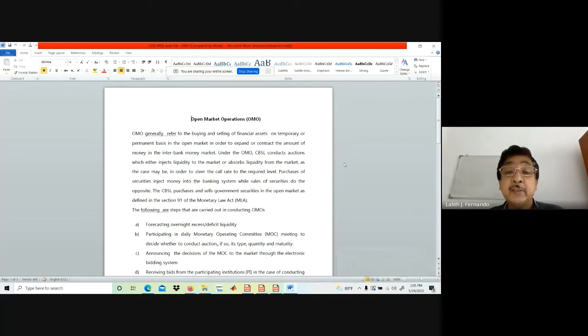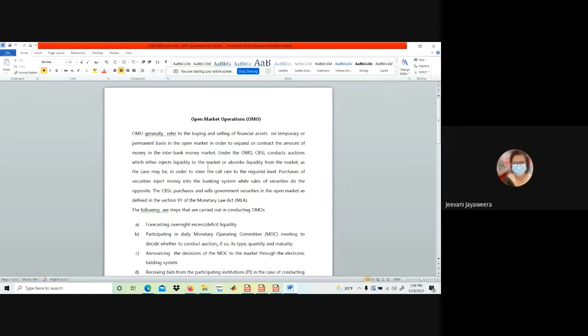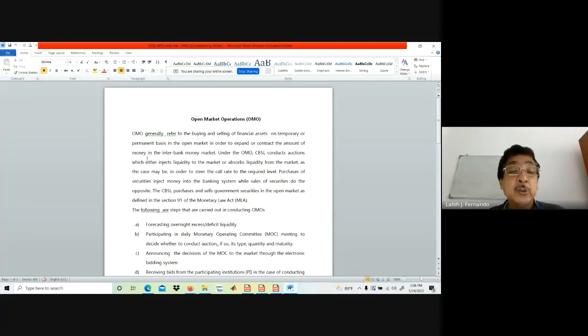Can you see the text here, open market operations? Yes. Right. Now it is like this. OMO generally refers to the buying and selling of financial assets on a temporary or permanent basis in the open market in order to expand or contract the amount of money in the interbank money market.